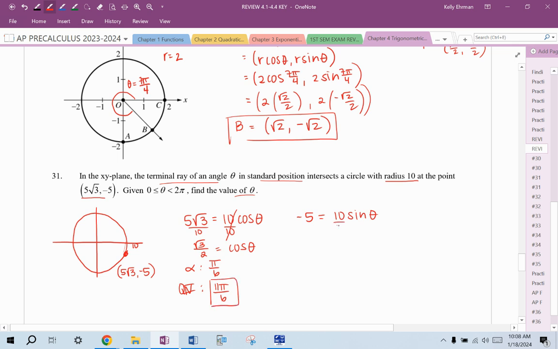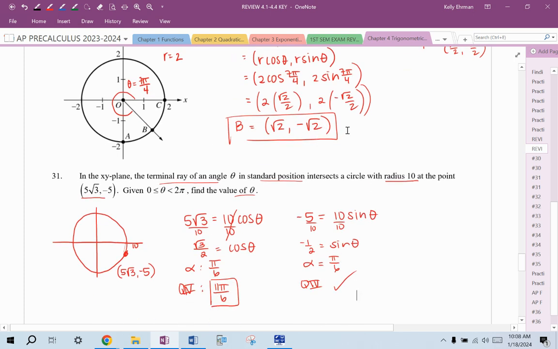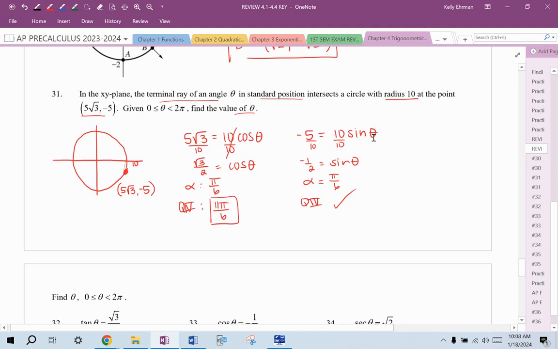If you divide by 10, you get negative 1/2 equals sine theta. So which angle makes sine theta equal to 1/2? The reference angle, again, is pi over 6. And yeah, sine's negative in quadrant 4, and I know we're in quadrant 4 based on where the point is. So that also checks out that it's 11 pi over 6. I took both of those from AP Classroom and just kind of changed some numbers. So feel free to go back into your AP Classroom and look at some of those problems again, especially if you missed them.